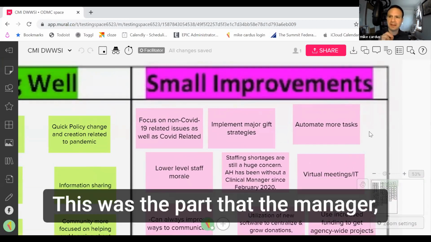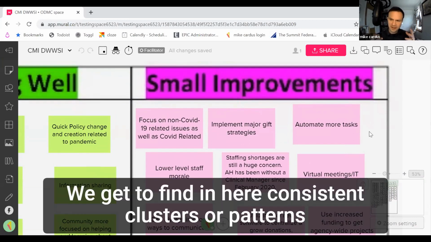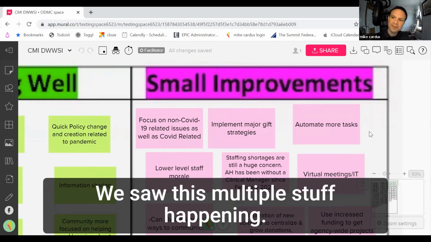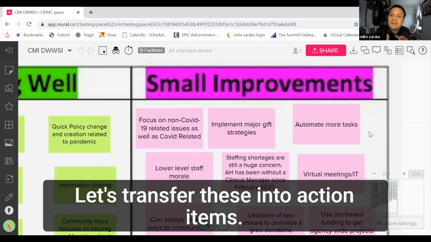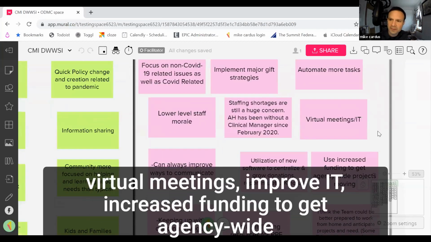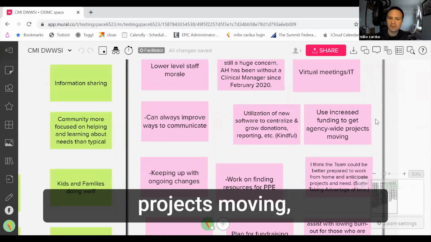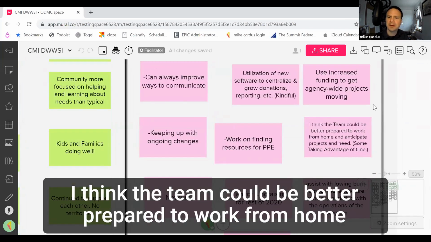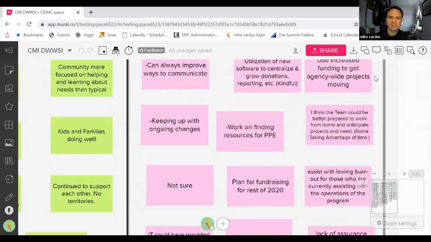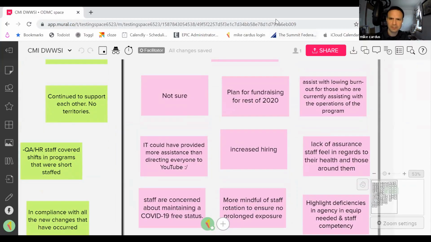This was the part that the director of the team found most useful. We can find in here consistent clusters or patterns of difference to say, we saw this multiple times happening. Let's transfer these into action items. So the small improvements, right? Automate more tasks, have virtual meetings, improve IT, increase funding to get agency-wide projects moving. I think the team could be better prepared to work from home and anticipate the project needs. Plan for fundraising the rest of 2020. These things all came up.